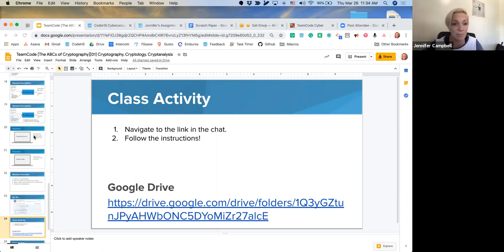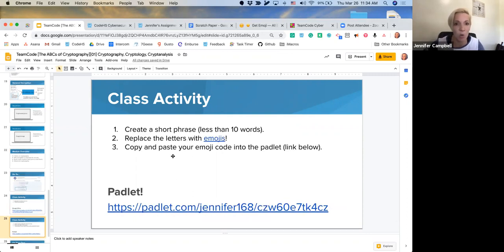You might have to take this almost like a take-home type thing, but it is just gonna be bonus, and it's gonna be fun. So the last activity that we're doing today is we are going to make our own cryptogram, basically, but we're gonna use emojis. So instead of using letters, we're going to replace the letters with emojis. Let me show you how this works before I give you this link.